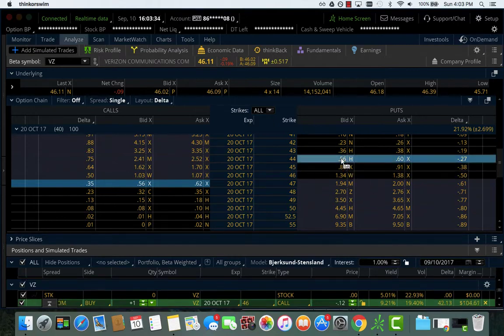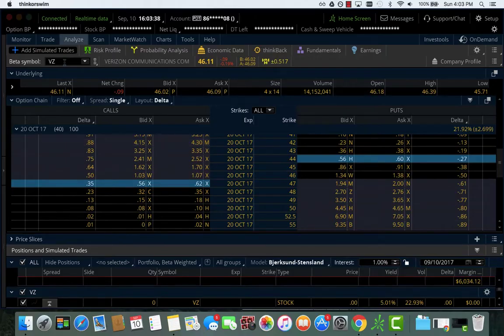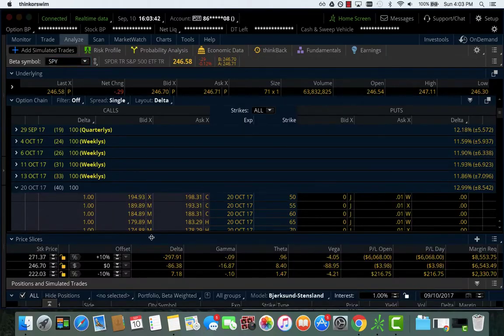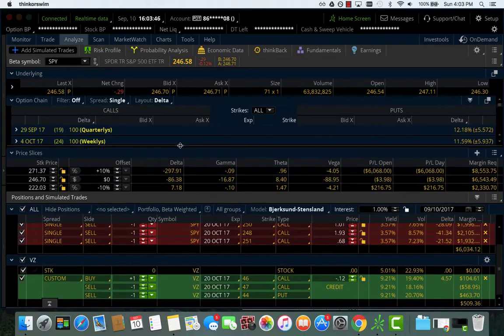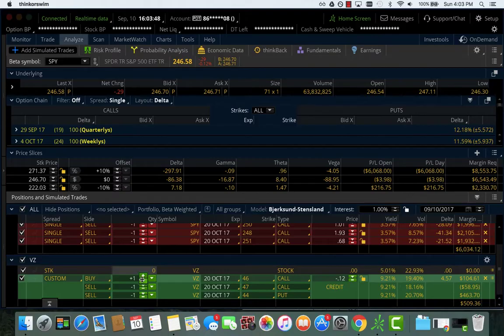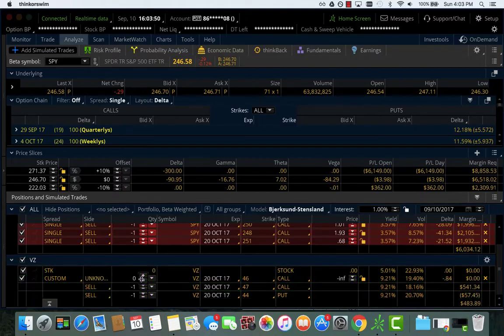I'm going to go ahead and sell the 44 put, right? That's a 12-cent credit. I go back to SPY, because remember, we beta weighted the entire portfolio. Now we are short 86 deltas. So I can go ahead and do this.